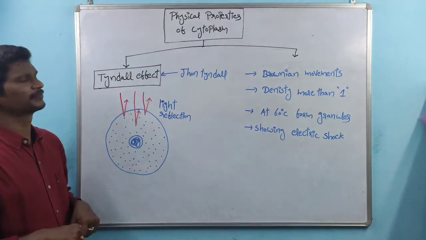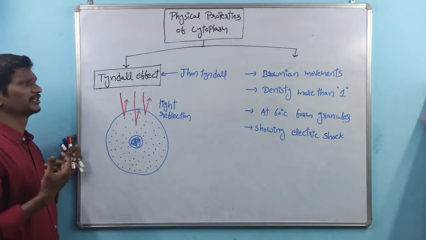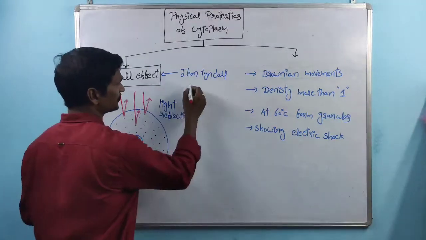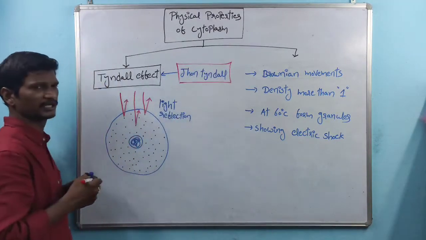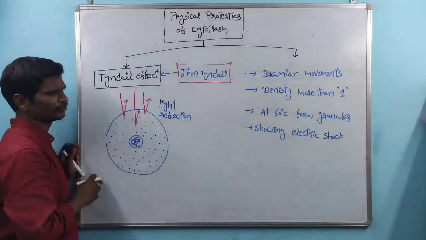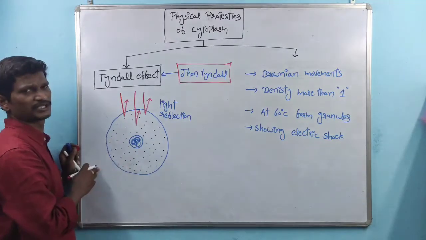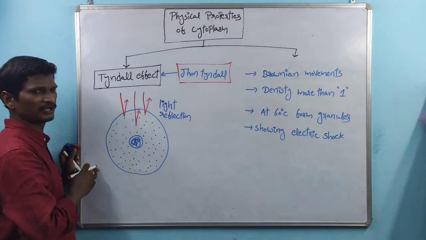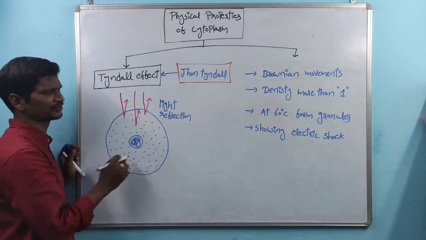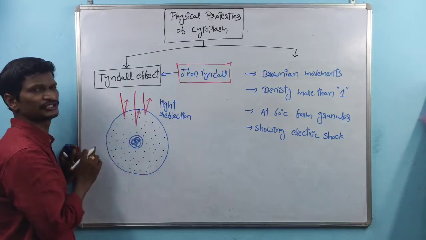Coming to the physical properties of the cytoplasm, the very first one is the Tyndall effect. The Tyndall effect was first introduced by the scientist John Tyndall. What is the Tyndall effect? Suppose there is a dark room, and at the center of the dark room we keep a table. Upon the table, we keep a few cells, right? And if we pass plane polarized light onto the surface of the cells, light reflection takes place.